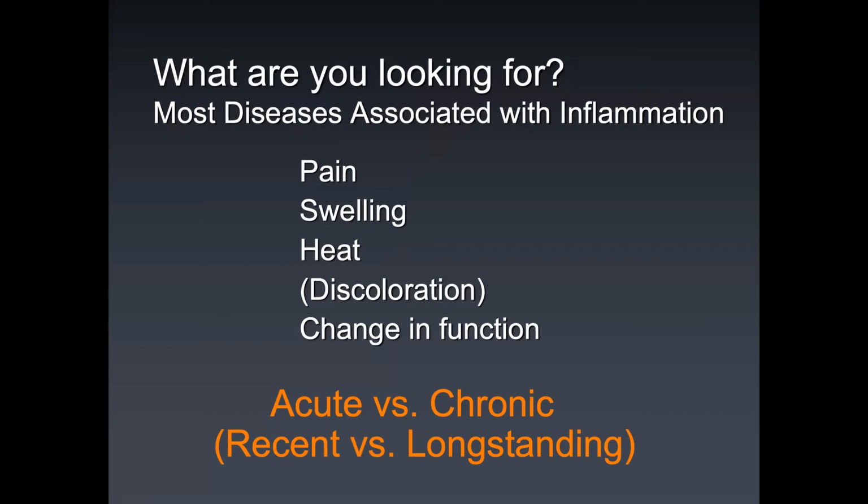But before we talk about those, let's just talk about inflammation, because most of the things that make animals go severely lame are associated with inflammation. And the cardinal signs of inflammation are pain, swelling, heat, and where the skin is pink, discoloration, and change in function. The other thing that's important to remember is that if it happened 2 days ago, it's going to be very different to if it happened 2 months ago. So acute is often going to look different to chronic.